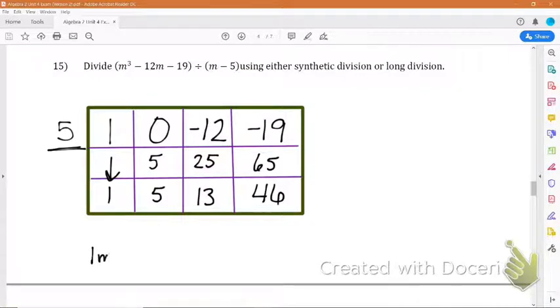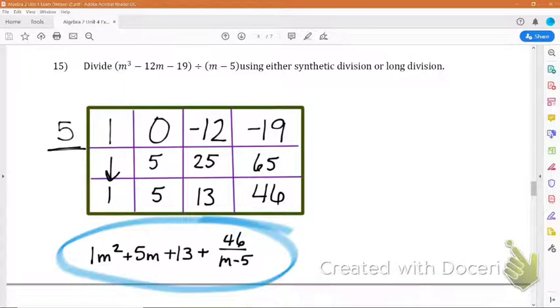So 1m squared plus 5m plus 13 plus 46 divided by m minus 5. Final answer. Do I have to have that plus sign in there? Yes. You should always have a sign because it's being added to your answer, or subtracted if it's negative.